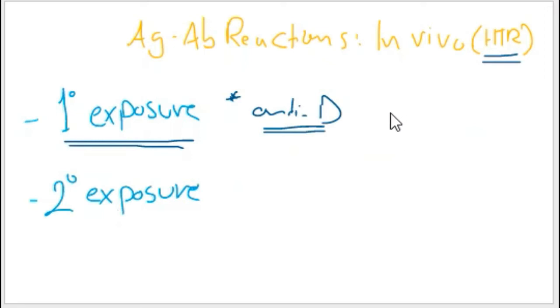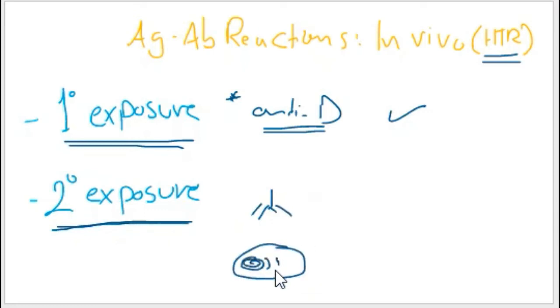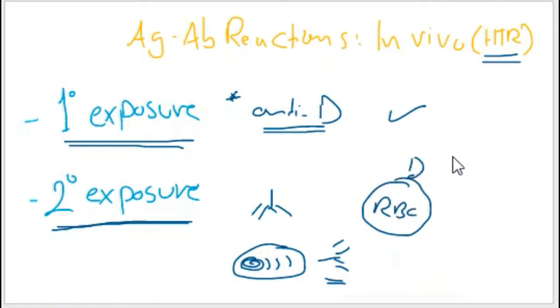So the donor cells will survive, but in second exposure, because now the body is ready and the antibody is already present in the circulation, and also there are memory cells which are responsible for producing additional amounts of antibody, the antibody will sensitize the donor cells. So this is the RBC of the donor. If we give the patient positive blood, the patient's antibody will bind to donor cells, and the cells will be sensitized with the antibody.